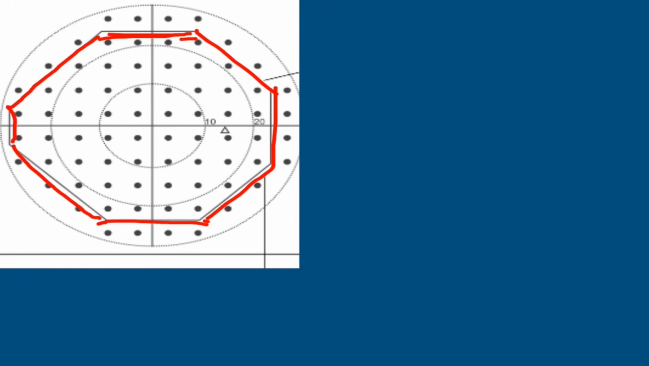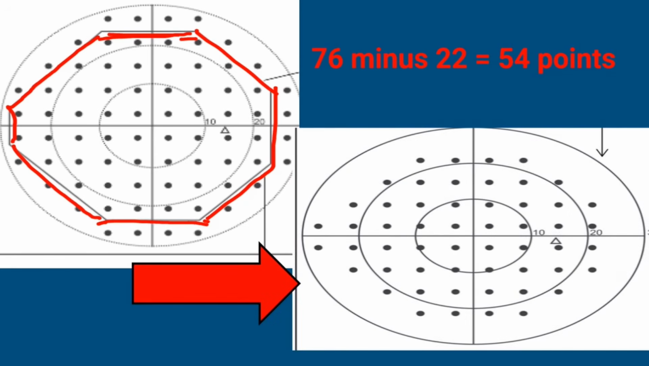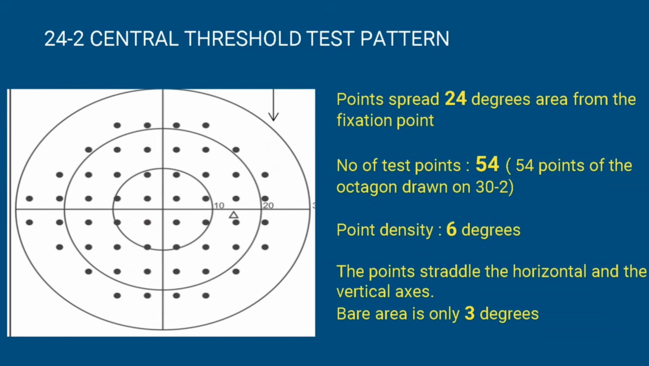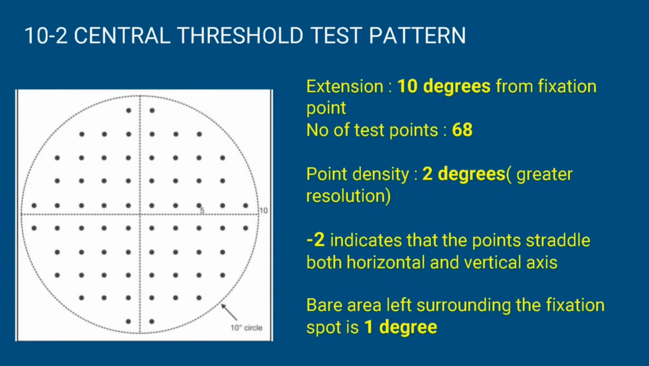If we remove the edge points bearing the nasal 2 edge points of 30-2, we get an octagon shaped point pattern which is called 24-2. Here in 24-2, the points are spread 24 degrees from the fixation spot. The number of points is 54 and they are straddling the axis. The density and the bare area are again 6 degrees and 3 degrees respectively.